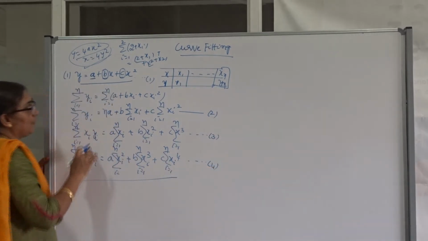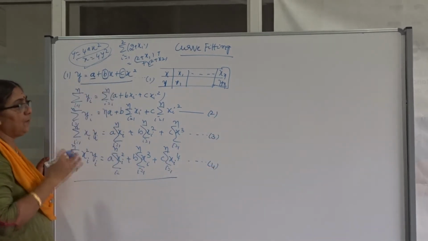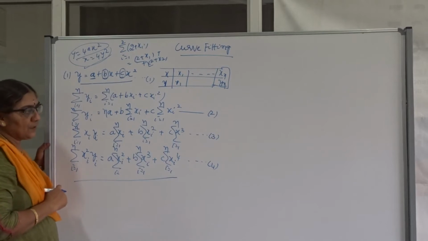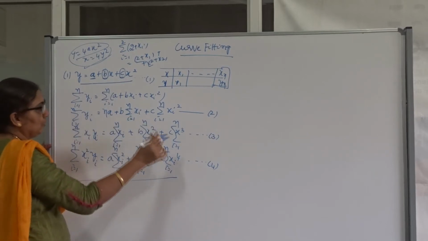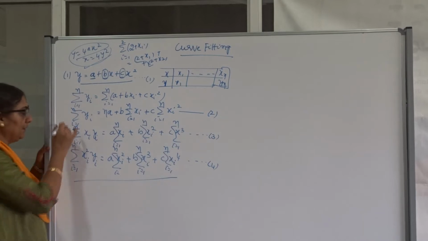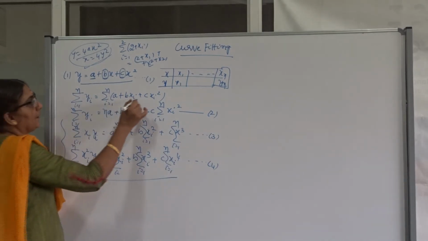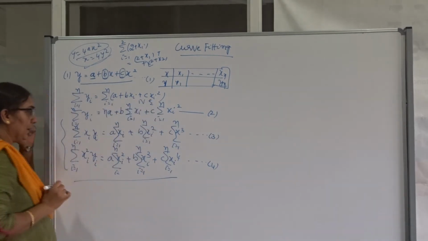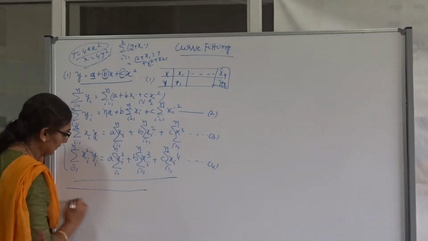Here I want to find out how many unknowns? 3 unknowns. If you want to find out 3 unknowns, how many equations are required? 3 equations. Equations 2, 3 and 4 are the normal equations. Once you write the normal equation, as usual, you consult the table.